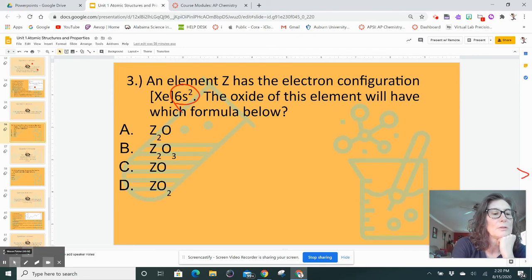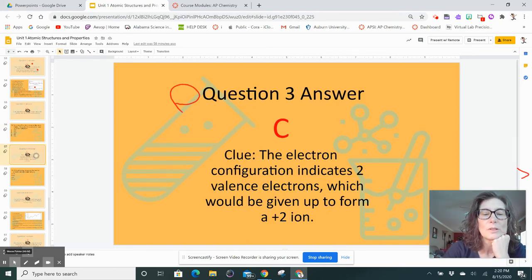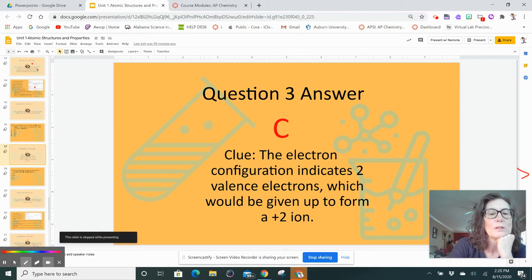Let's see. Yes, C is the correct answer. The electron configuration indicates 2 valence electrons, and those 2 valence electrons would be given up very easily to oxygen, who wants 2 electrons.